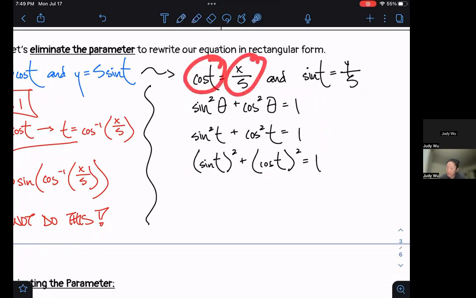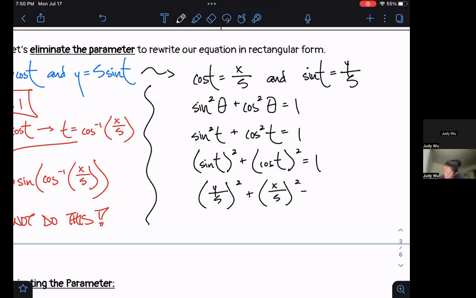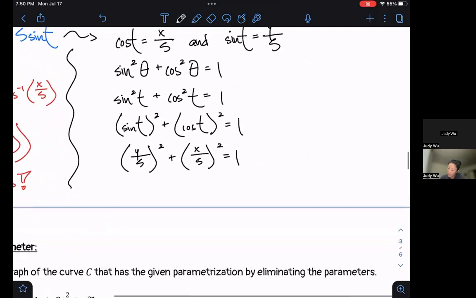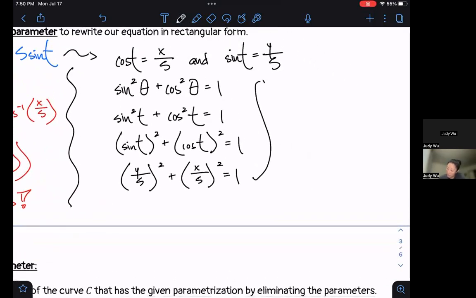Everywhere we see a cosine t, we're going to put x over 5. And everywhere we see a sine t, we're going to put y over 5. Okay, so I'm going to have y over 5 squared plus x over 5 squared equals 1. And we're going to rewrite this a little bit more: y squared over 25 plus x squared over 25 equals 1. We're going to do one last thing here. We're going to multiply the entire equation by 25.